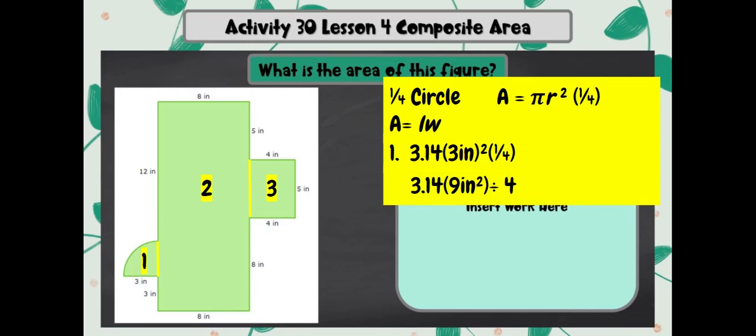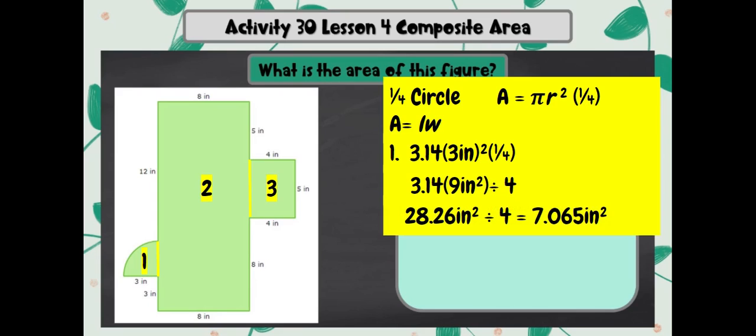So the first thing I do is I square that 3 inches, and I get 3.14 times 9 inches squared. 3 times 3 is 9. Inches times inches is inches squared. And then I'm going to go ahead and flip that. Instead of saying times 1/4, that's the same thing as dividing by 4. Multiply that out, I get 28.26 inches squared divided by 4, which gives me 7.065 inches squared.